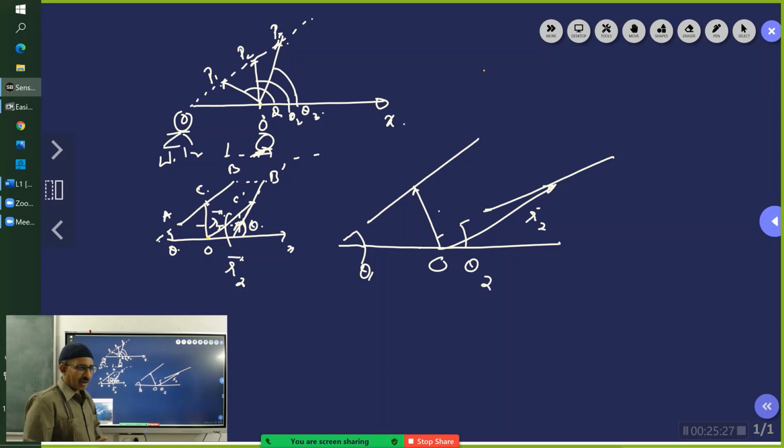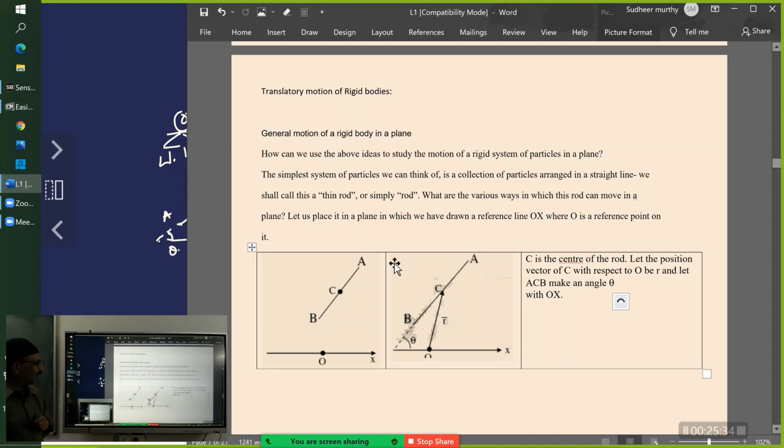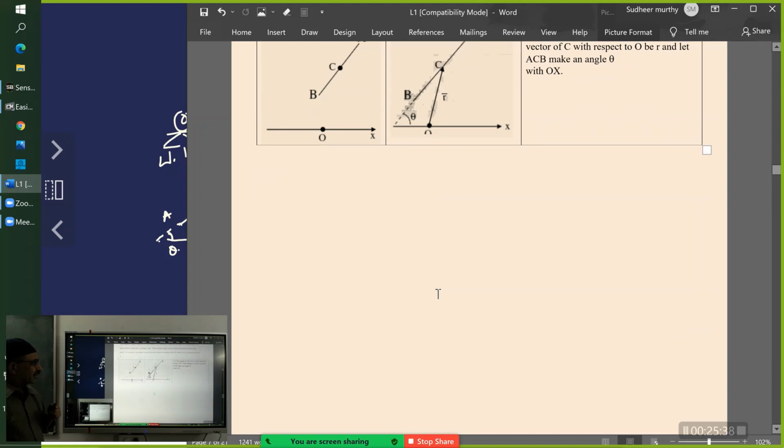Cool and calm, you get these basics right. Then, wonderful, you will do a lot of other things. Okay, so this is it.